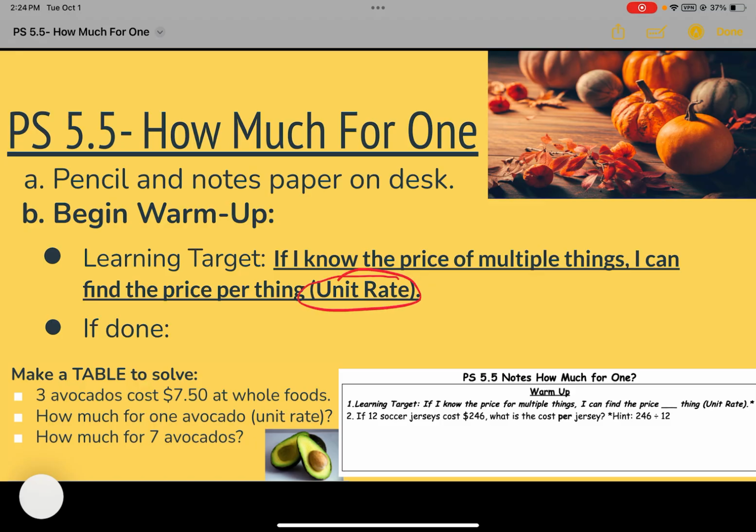So make sure you've done the warm-up. If you didn't do the warm-up, try it on your own. The answer is a decimal.